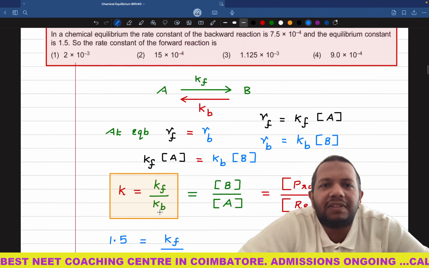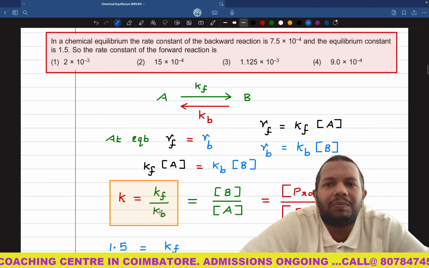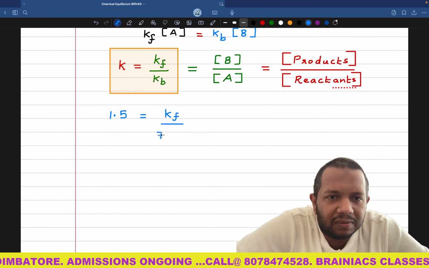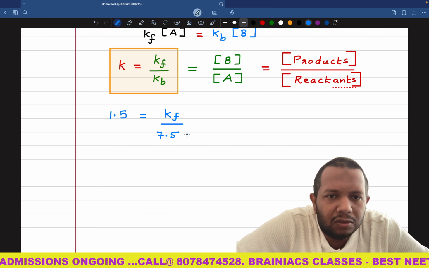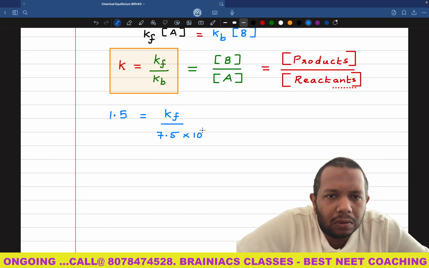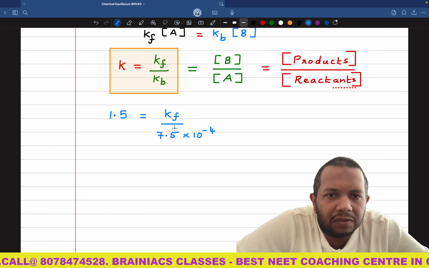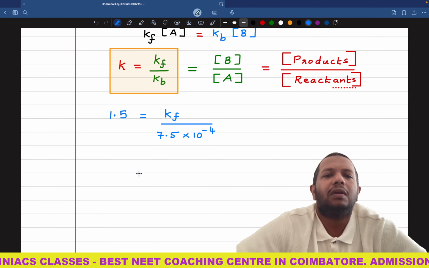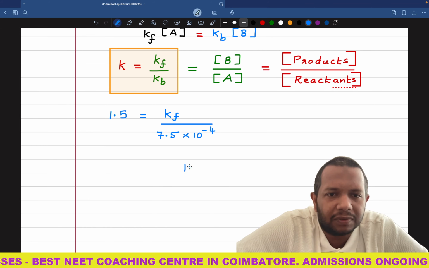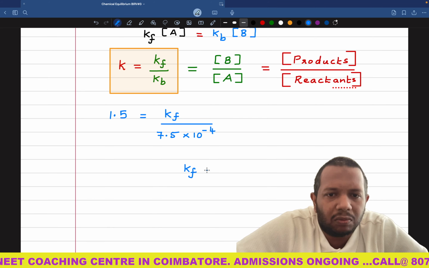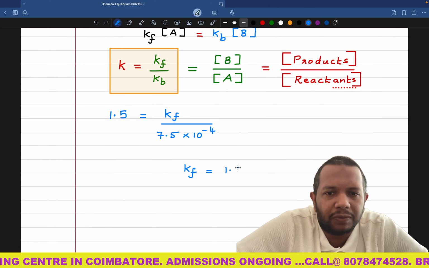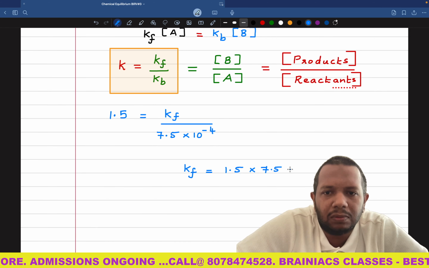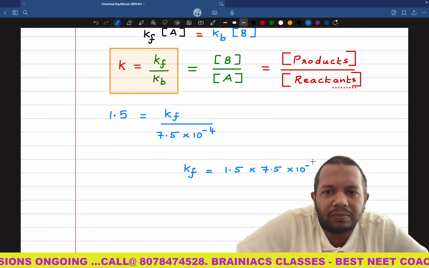And what would be Kb? Kb is given as 7.5 into 10 power minus 4. So 7.5 into 10 power minus 4. Okay, so from this, how can you find Kf? Kf is equal to 1.5 divided by 7.5 into 10 power minus 4.